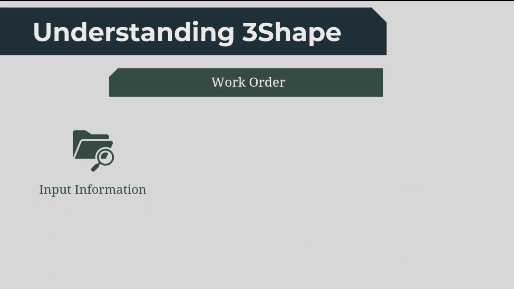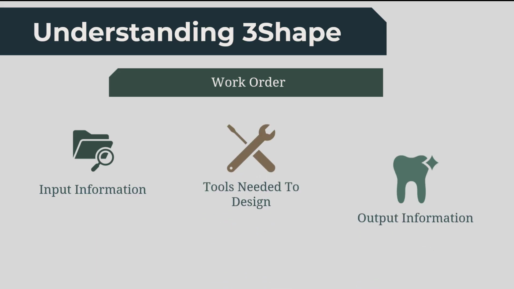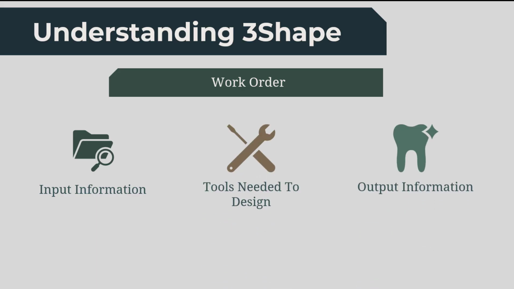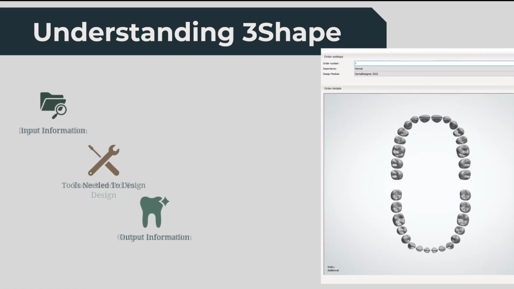So we need to start with understanding the work order of 3Shape. When you're working on a work order, there are three things that 3Shape is considering. What information are you inputting? What tools do you need to design? And what is your output information?